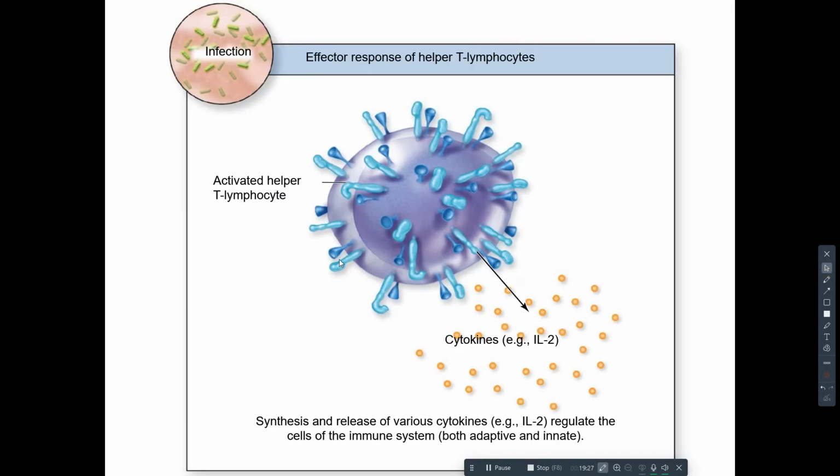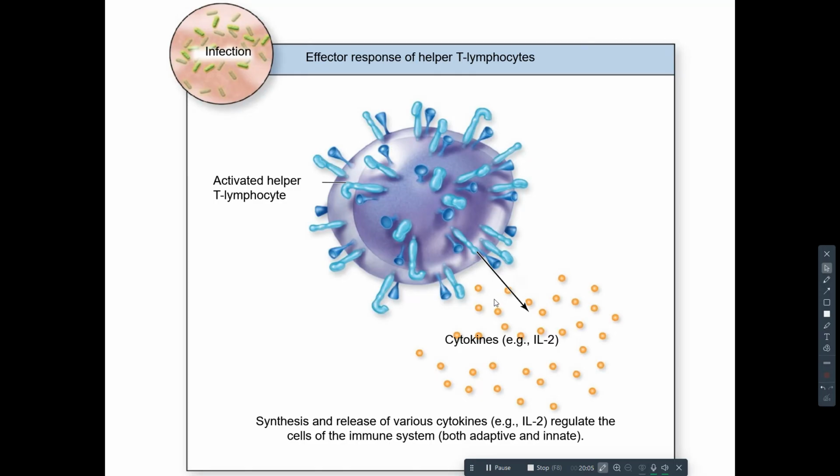so here is our activated helper T cell. Remember, we presented the antigen to a naive helper T cell. The helper T cell, the naive one, then divided, making activated helper T cells for right now and memory helper T cells for later. This is an activated helper T cell for right now. He is going to direct the immune response to that antigen.